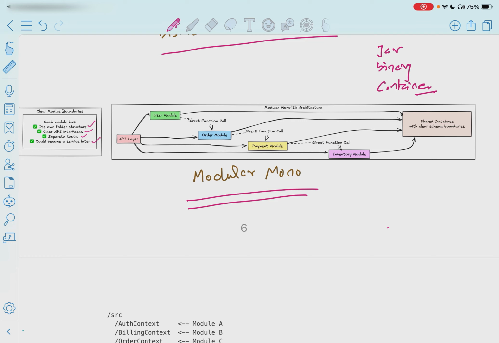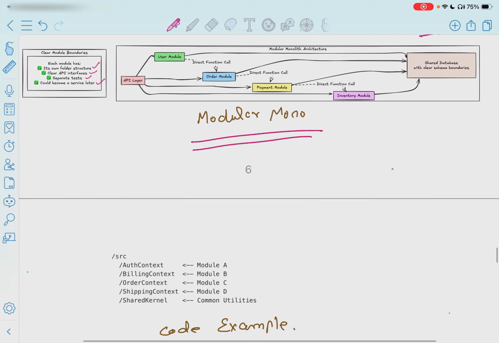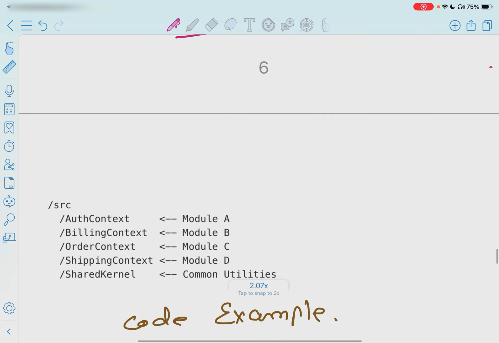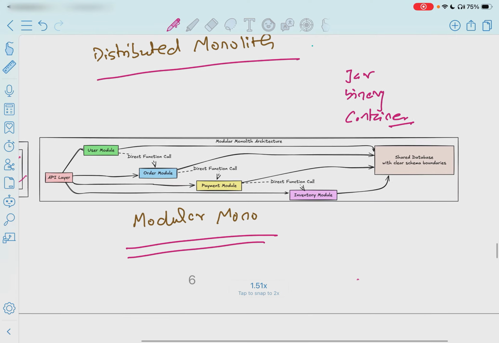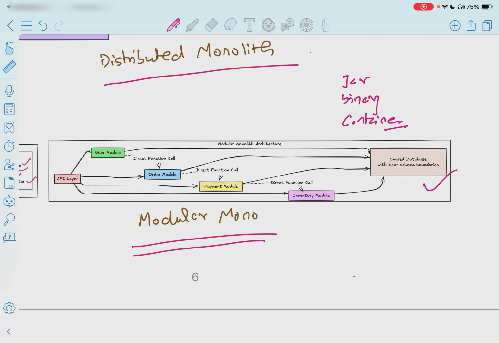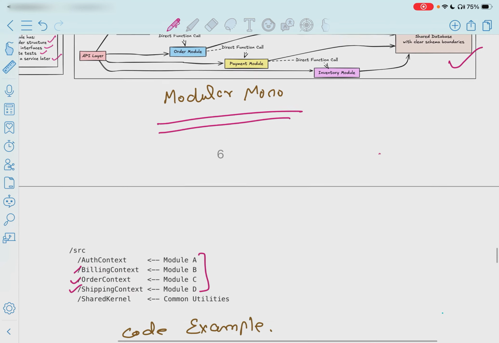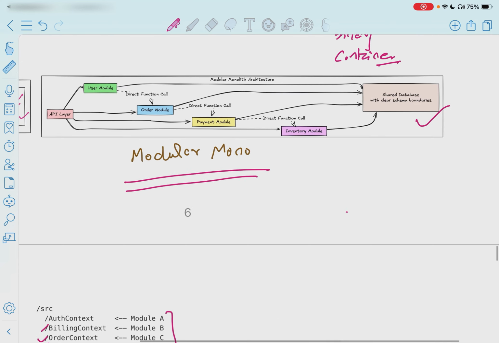But here we will have all of my code structured into proper domains. We will not create tight coupling between different domains. So for example, here we have billing context, order context, and shipping context. All of these modules we have, but none of these modules are tightly coupled. Here also we will have a shared database that you can see here. So we will create some kind of golden rules for this kind of architecture.